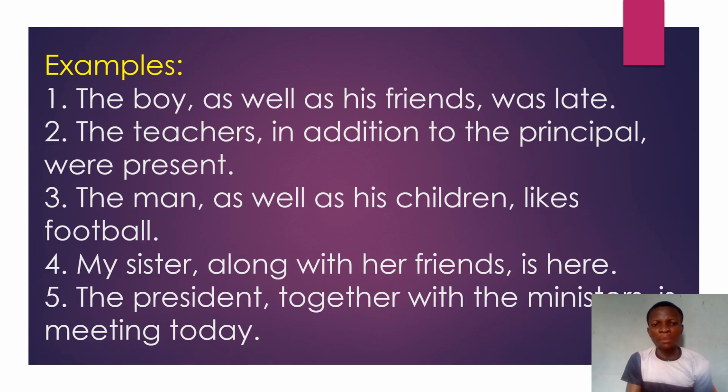Example 4. My sister along with her friends is here. You can say my sister, which is the first subject. My sister, only one person, along with her friends. We have many; these are another subject, which is not singular, which is plural. But the verb must agree with this first subject. That's why you see "is" here, which is the verb.